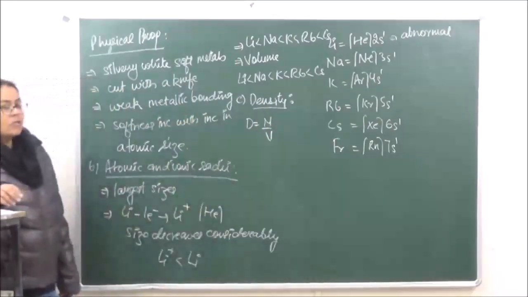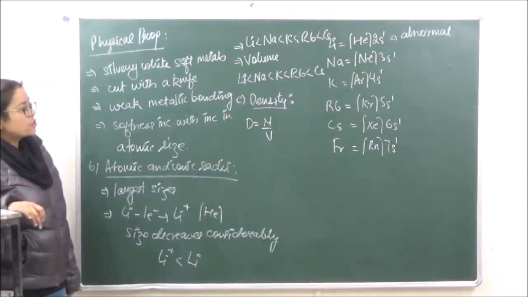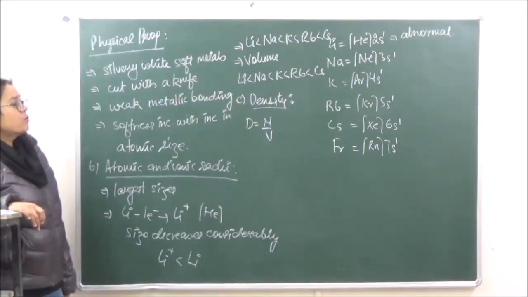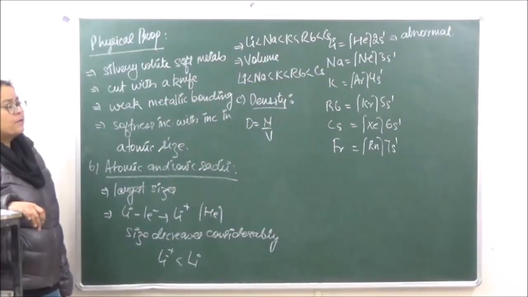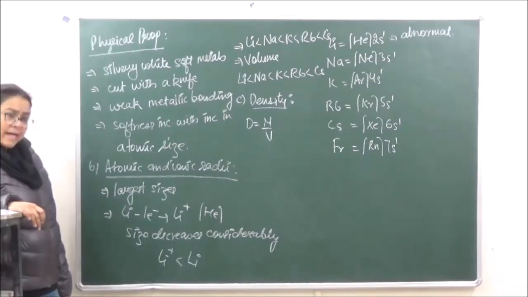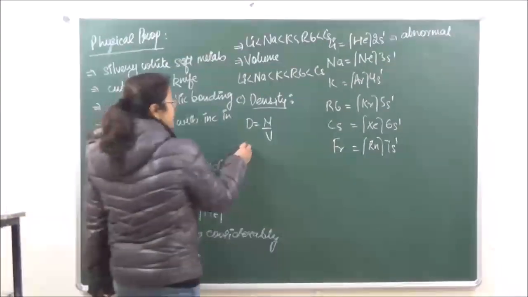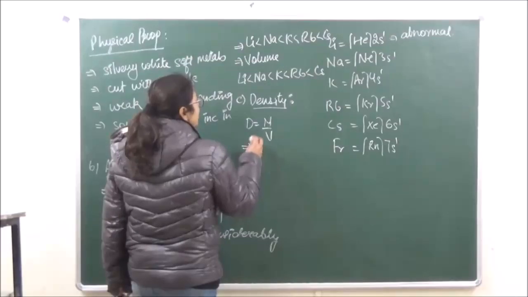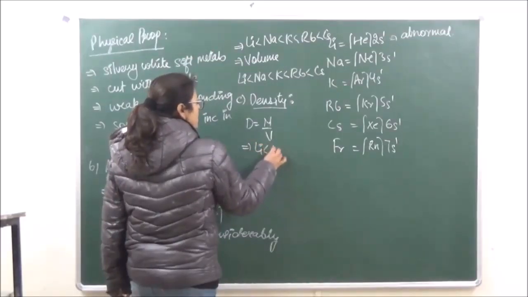So if we are going down the group from lithium to francium, the mass is going to keep on increasing and the volume is also increasing. So when we consider the net effect of both, what is going to happen to density? Mass is increasing, therefore density will increase. Volume is increasing, therefore density will again increase. So in this case, as we keep going down the group, density will keep on increasing.